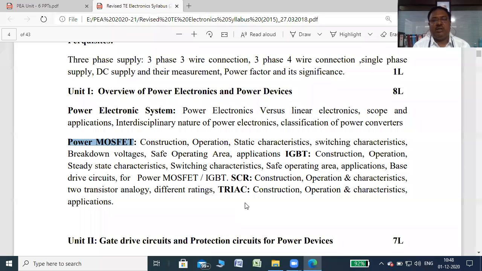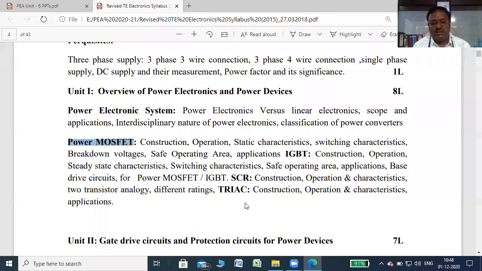Then we have seen the gate drive circuits for IGBT and for MOSFET. Then the next power device, SCR, which is always used in a power circuit if power is greater than 5 kVA. So, construction of SCR, silicon controlled rectifier.